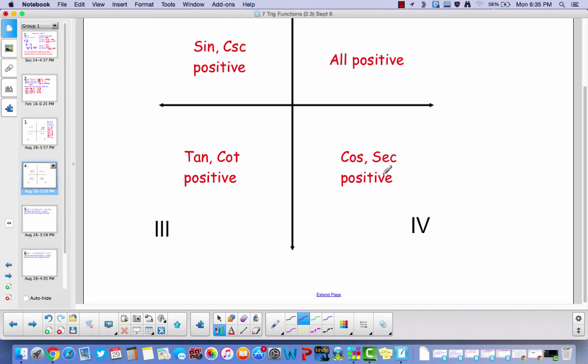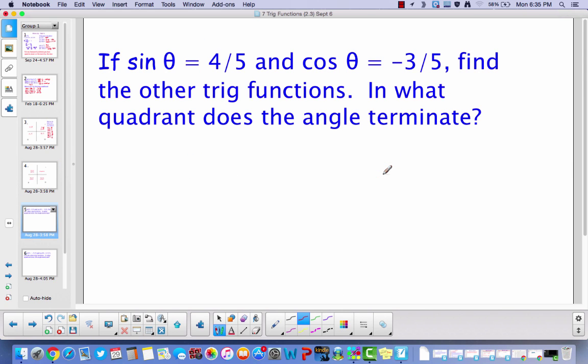This is important to know because when we are given angles in quadrants, we sometimes have to determine what the positive and negative values are. So let's take a look at an example. All right, so sine of theta is 4/5 and cosine of theta is negative 3/5. It says find the other trig functions and in what quadrant does the angle terminate. We're actually going to start with this piece right here.